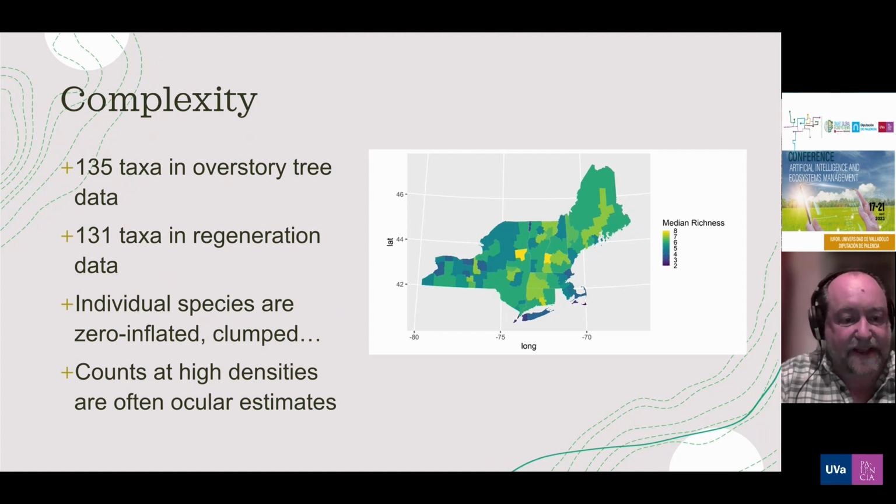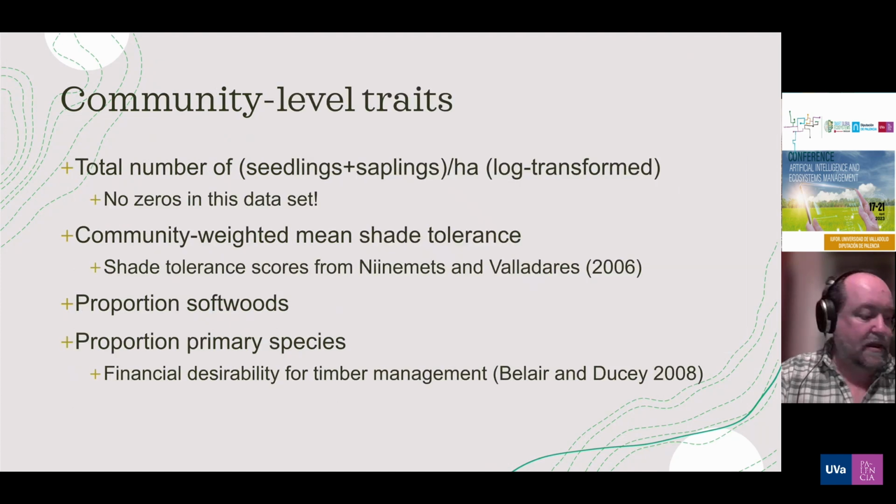Another limitation of the data, and there are some limitations, but one that we want to be aware of, is that at very high seedling densities, the counts that are represented in the data are often essentially ocular estimates. The field crews don't sit there and count 30 individual seedlings on a very small plot. They look and they say that's about 30. So there's a lot of sources of inaccuracy, and there are certainly limitations in the predictor data that are collected.